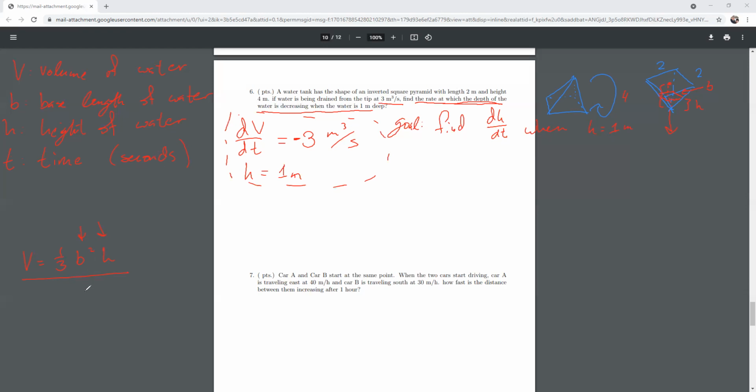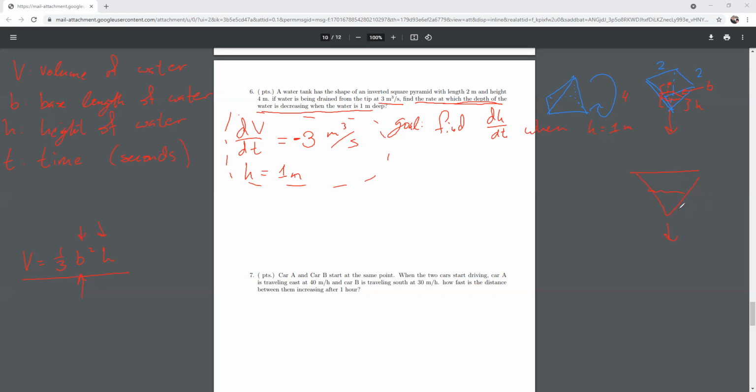So we don't know anything about the base. Let's view it like this. The pyramid is going to be decreasing, water's going out. The base is going to be this length right here. That's the base. All we know is that the rate is decreasing, or rather, the volume is decreasing. And we want to find the height of it, which is this length here.